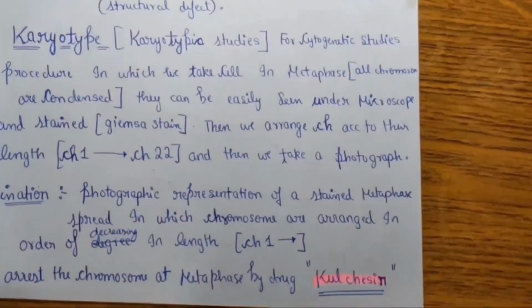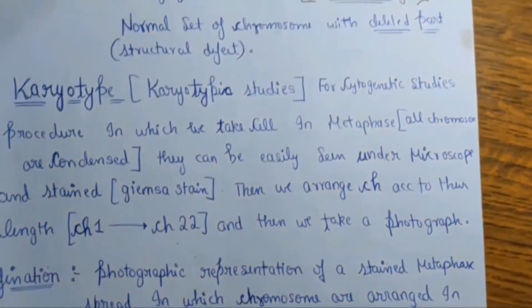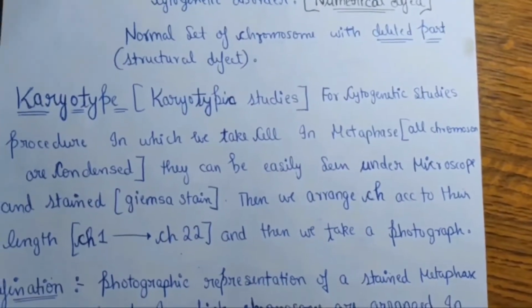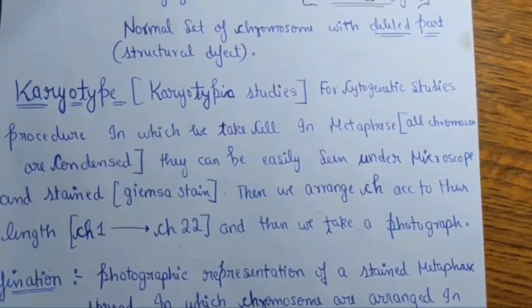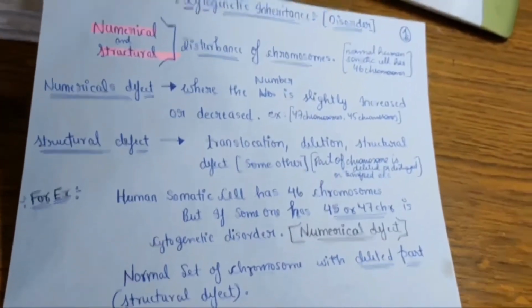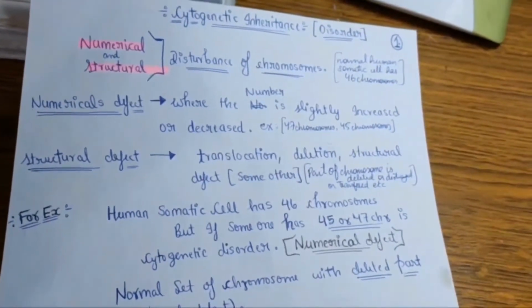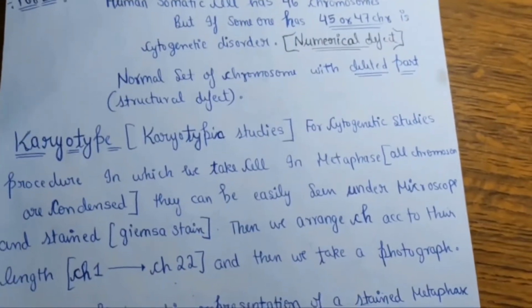Before we go into the details of cytogenetic disorders, we need to understand the term and the concept of karyotype or karyotypic studies. Karyotype or karyotypic studies are basically used for cytogenetic studies, in which we can identify whether there is a numerical or structural disturbance.